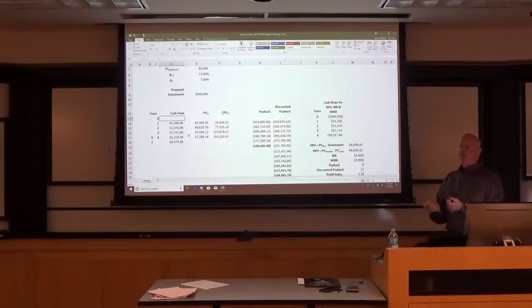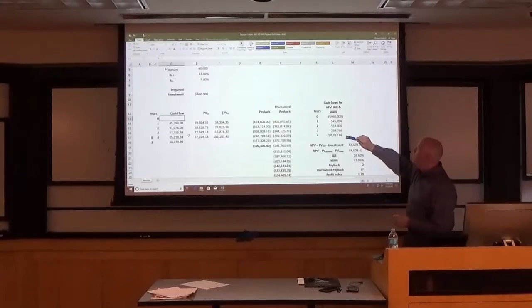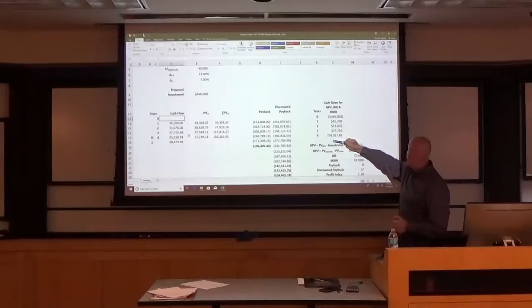Are you asking why 4 years for the explicit period? I'm more asking why for the continuing value is it not a separated term? I get it's added to. Oh, thank you. Why did I not put the continuing value down here in time 5?